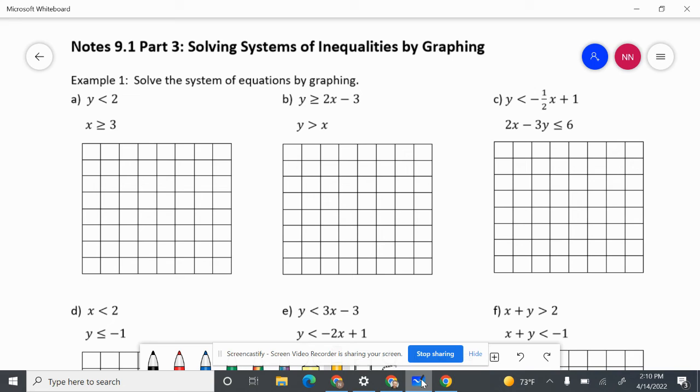We're going to continue solving systems. This time we're going to look at inequalities, and we're going to look specifically at linear inequalities. When we're graphing linear inequalities, what we have to do is just remember a couple of the rules.